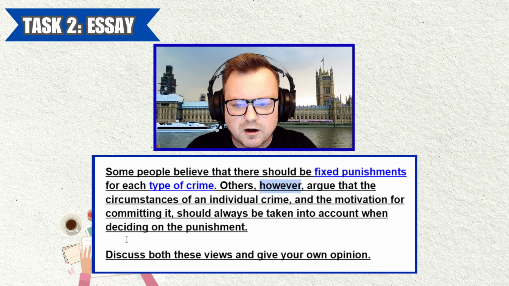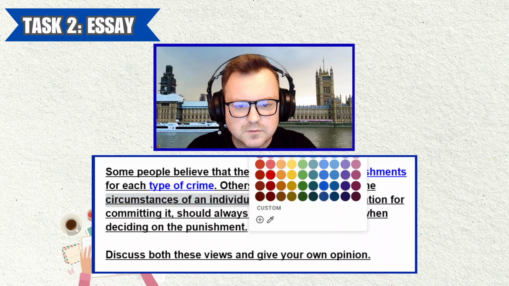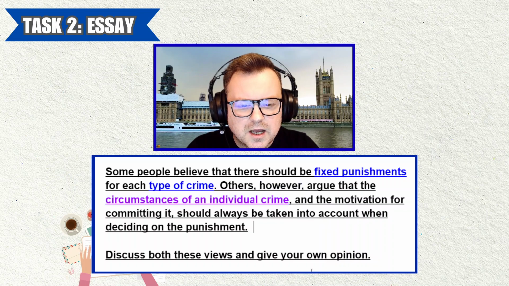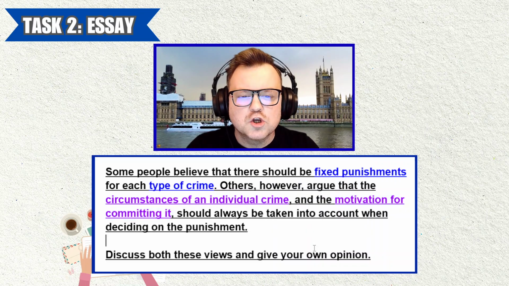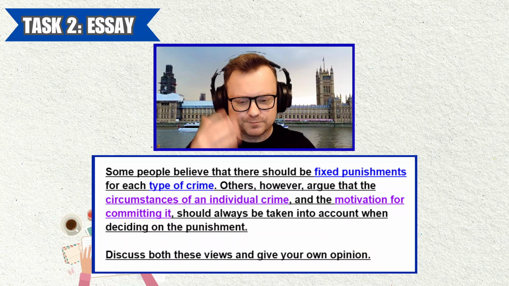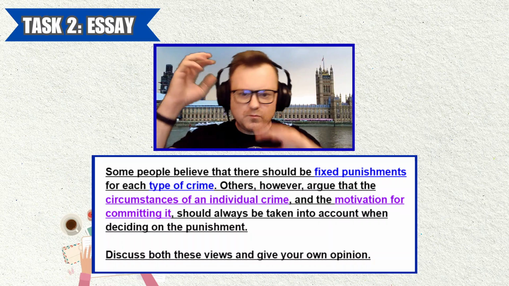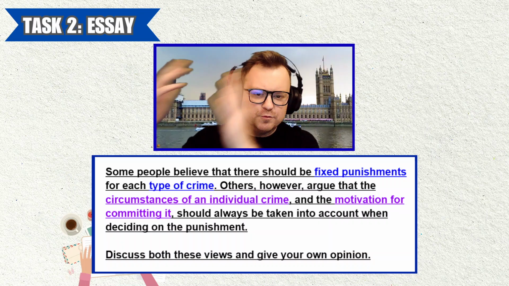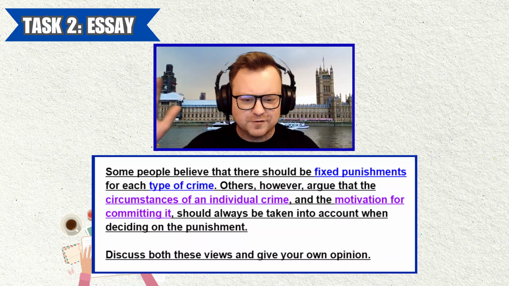Others, however, argue that the circumstances of an individual crime and the motivation for committing it should always be taken into account when deciding on a punishment. So, 2 points of view. One says, well, no matter what, if you murder someone, you go to prison for 20 years. If you steal something, you go to prison for 5 years.